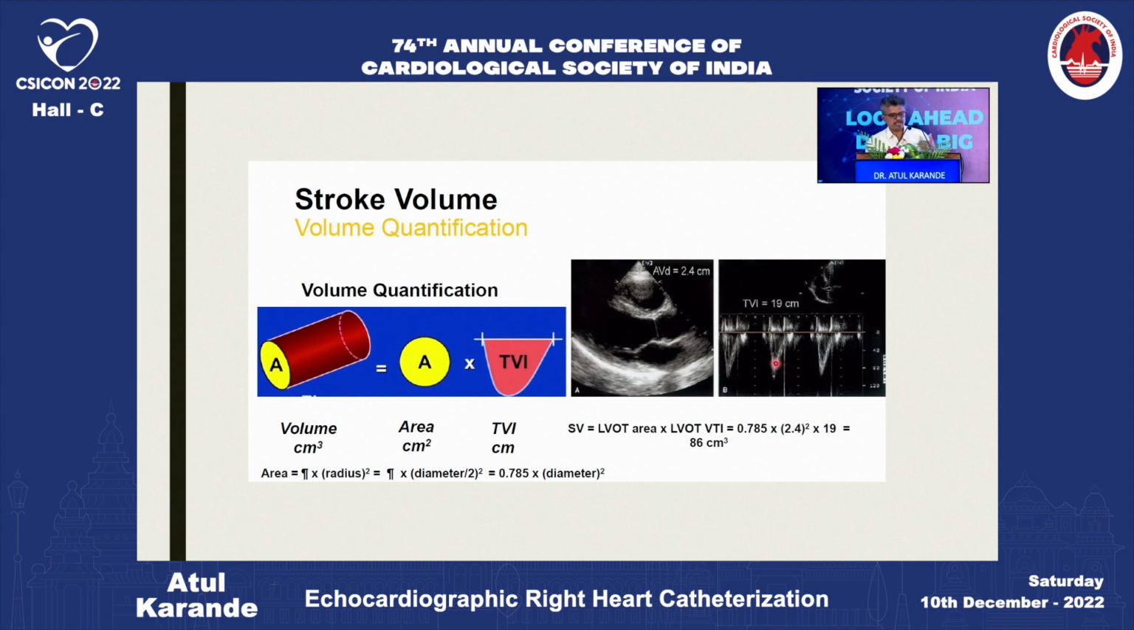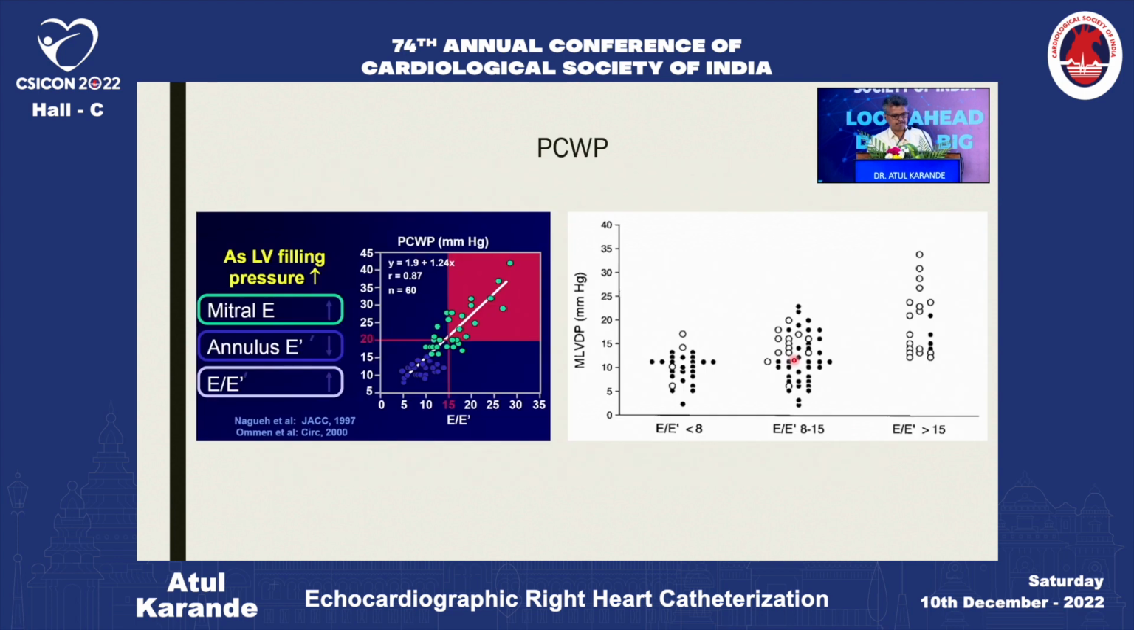Similarly, we can measure the stroke volume at the level of RVOT also, and in the presence of shunts we can calculate the Qp/Qs with the help of this.